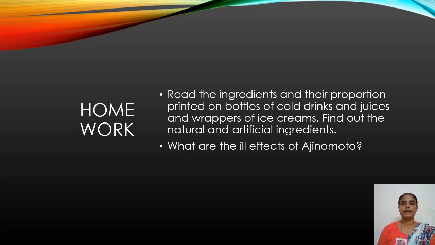Let us do an activity. Read the ingredients and their proportion printed on bottles of cold drinks and juices and wrappers of ice cream. Find out the natural and artificial ingredients. You do this on your own and see what you know and what ingredients you do not know. Homework for this chapter is: what are the ill effects of Ajinomoto? Find the answer. The rest of the chapter we will continue in the coming lectures.